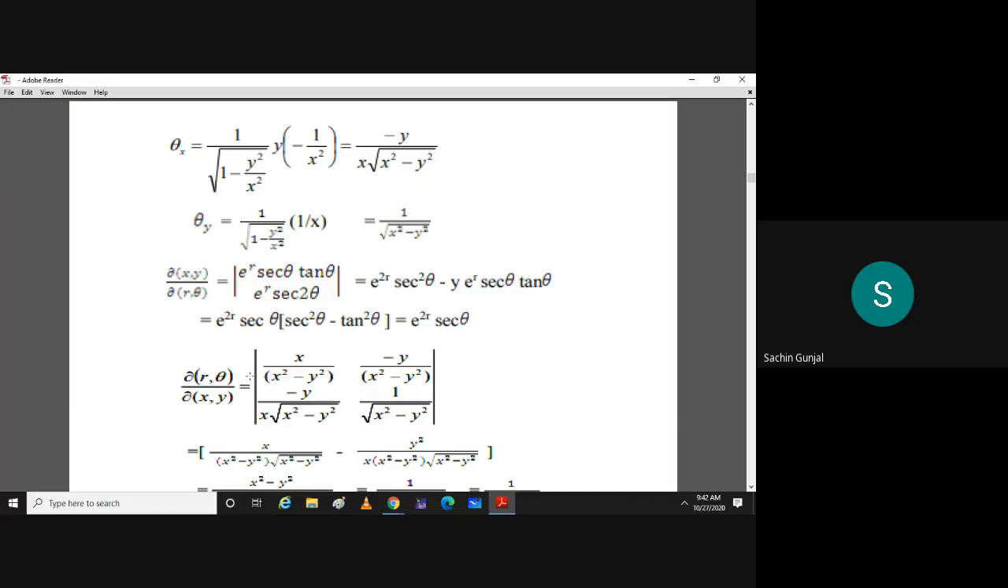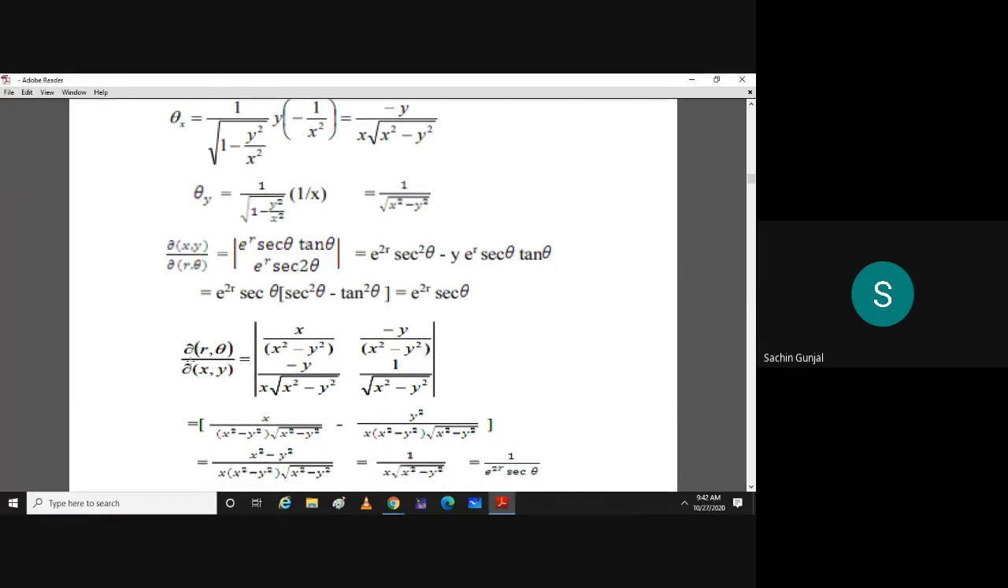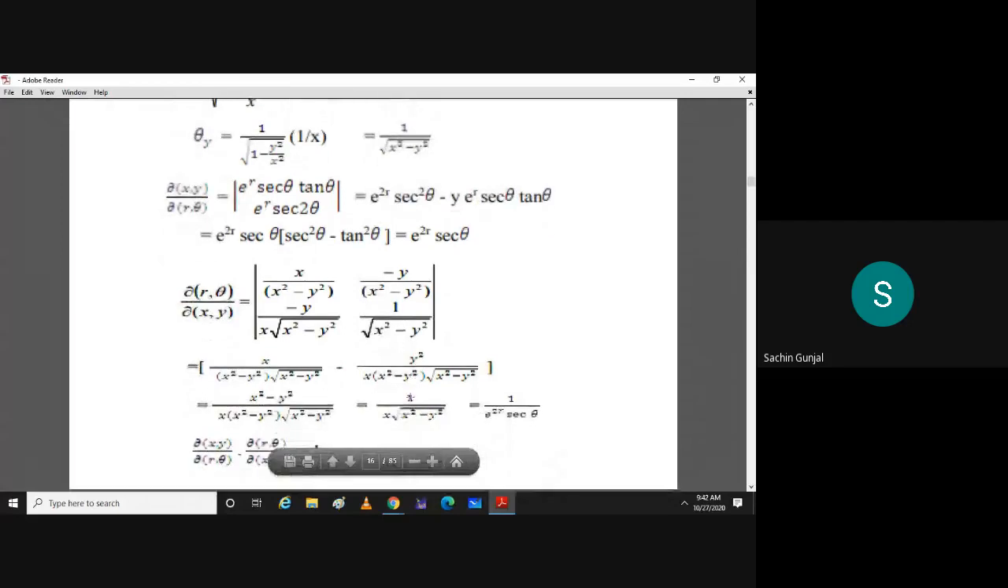This calculation is very easy. Then the Jacobian of r theta with respect to xy: substitute these derivatives, x upon x square minus y square, and these two derivatives, minus y upon under root x square minus y square, and this 1 upon under root x square minus y square, and calculate it. After simplification, you are getting 1 upon x into under root x square minus y square.